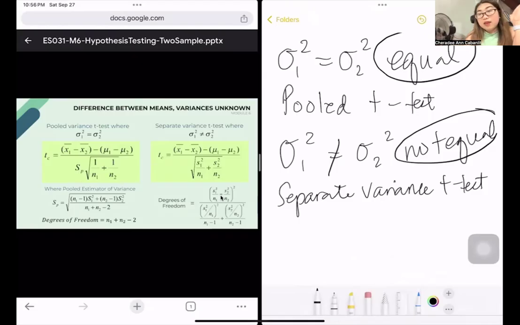Now look at the formula. So what changed? For the pooled variance t-test, if you notice, it's actually similar to the z-test. The only difference is you compute for the value of Sp. That's the pooled estimator of variance. And instead of sigma squared in the square root, we actually use Sp squared. No? So for the Sp, that's your degrees of freedom of the first sample multiplied by the standard deviation, oh, sorry, the variance, that is squared.